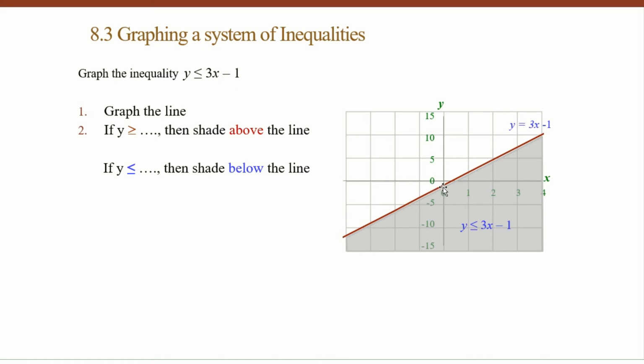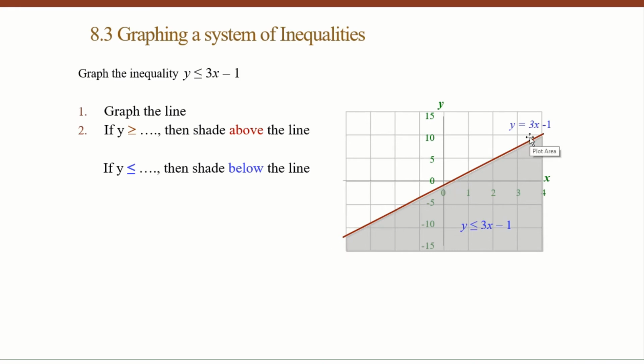You just need 2 points, your y-intercept and your x-intercept. What is your x-intercept when y is 0? Okay, so 0 equals 3x minus 1. x will be 1 over 3. So do you see the 1 over 3 here? You plot these 2 points, you draw the line through.